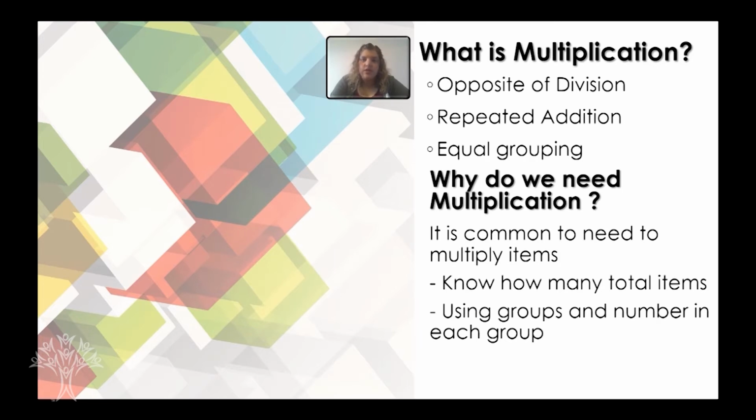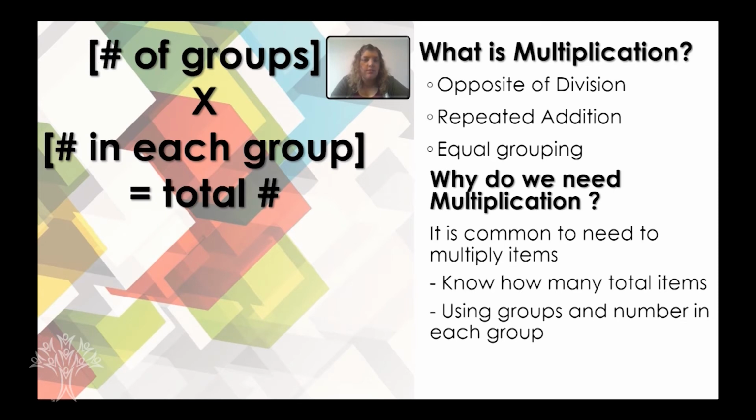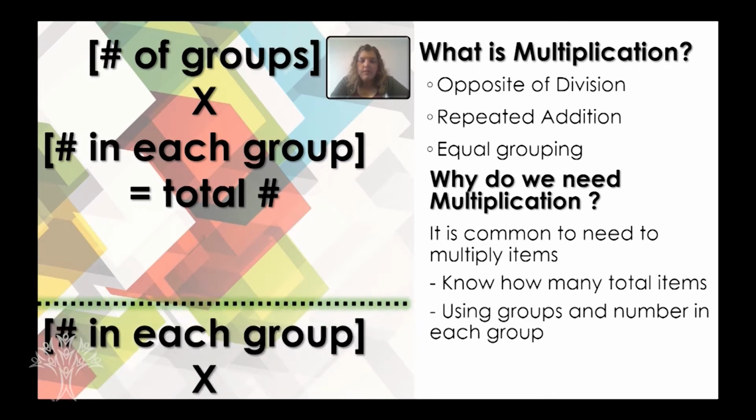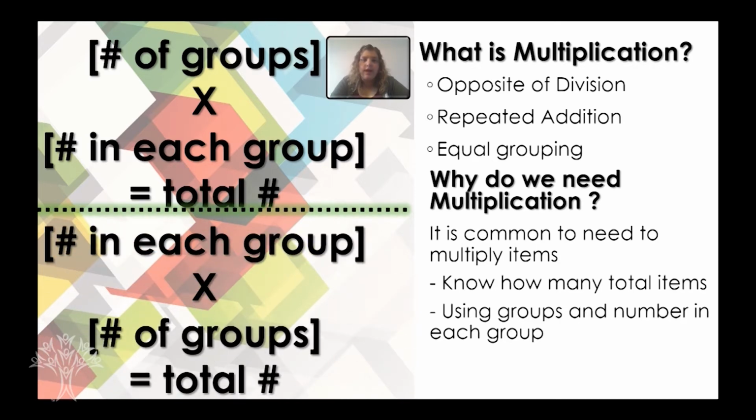Now, these multiplication equations could look something like the number of groups times the number in each group equals your total number. Now, I could also have it written opposite. The number in each group times the number of groups equals that total number. The cool thing about multiplication is that order doesn't matter. 4 times 3 is equal to 3 times 4. Either way, I end up with 12. It's that commutative property of multiplication that helps us to know that order doesn't matter.